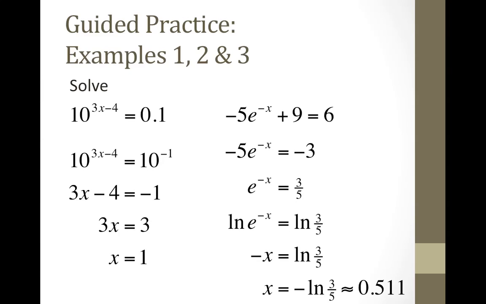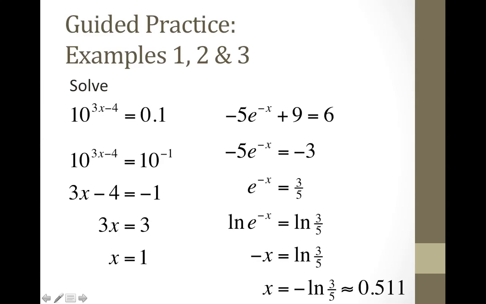So it does work. In the second example, we have negative 5e to the negative x plus 9 equal to 6. So the first thing we want to do is get this e to the negative x all by itself, which means we'll have to subtract the 9 first and then divide both sides by the 5. So we get e to the negative x equal to 3/5.